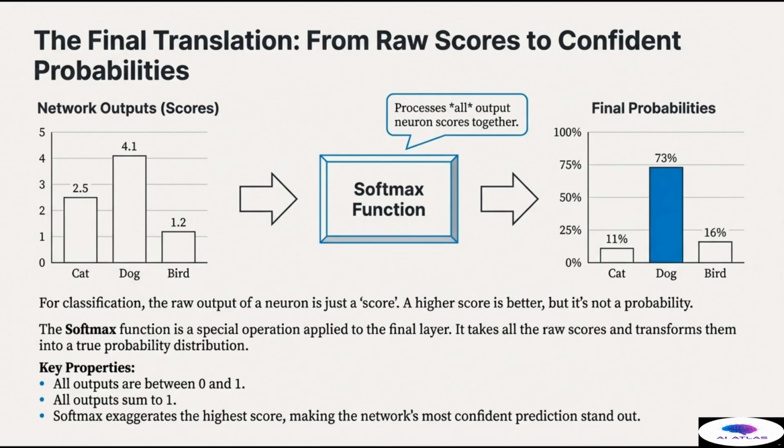Crucially, softmax also slightly exaggerates the highest score. 4.1 became 73%, making the network's most confident prediction stand out even more clearly. This exaggeration is a form of normalization that greatly aids in training and final interpretation.